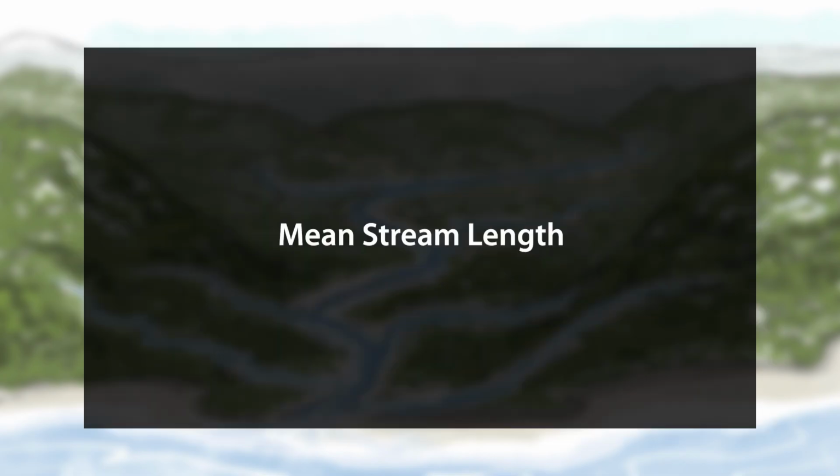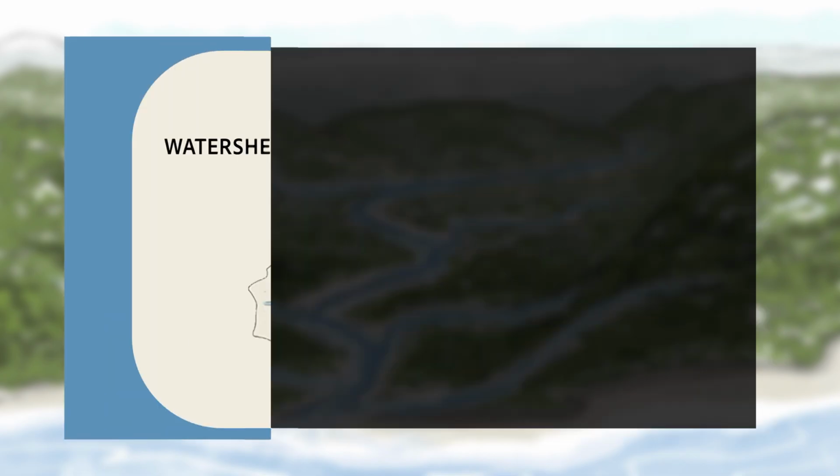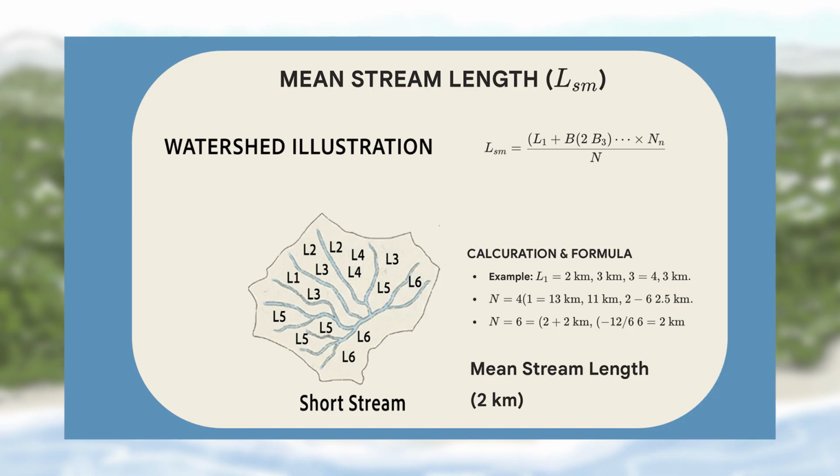The fourth parameter is mean stream length. Mean stream length is the average length of a segment of a particular stream order within a watershed. It provides a clear understanding of the geometric characteristics, flow behavior and structural control of the drainage basin. Strahler in 1964 derived a formula where mean stream length is equal to the total length of all the streams of a given order divided by the number of streams of that order.